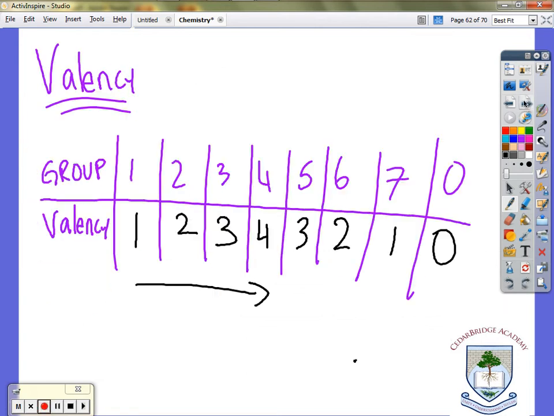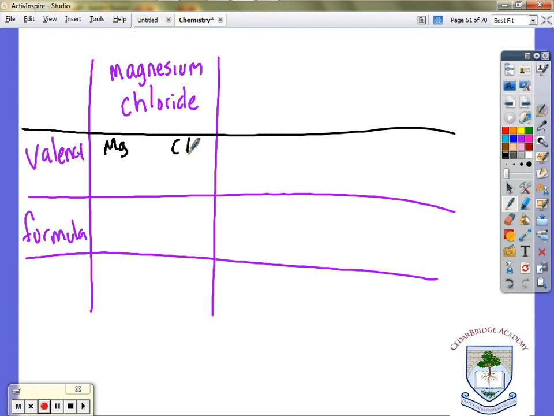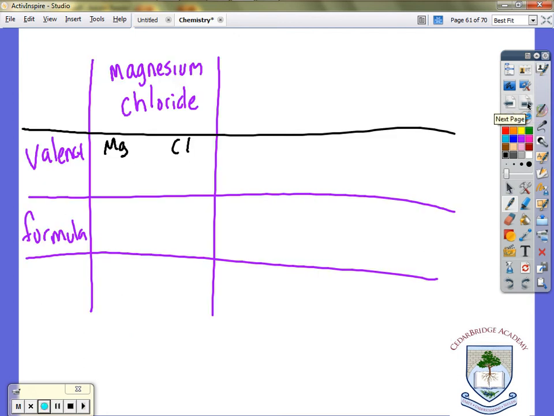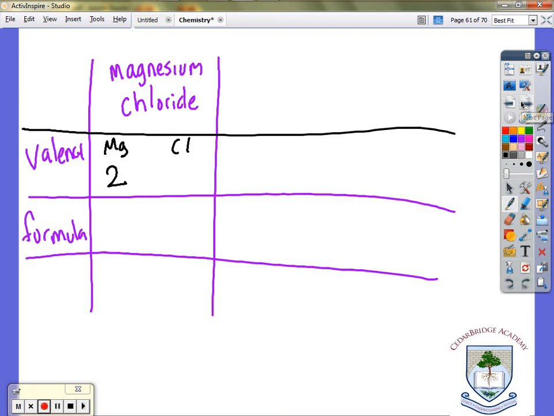But I digress. So yes, now you have these valency numbers. You have a table and you have some valency numbers. So now to figure out how many magnesiums and how many chlorines go together, you use the valencies. So magnesium and chlorine. They call this the hook and ladder. You can call it whatever you want, but that's what I call it. So magnesium, you have to figure out what group it's in. It's in group 2, so it has a valency of 2. And chlorine is in group 7, so it has a valency of 1.